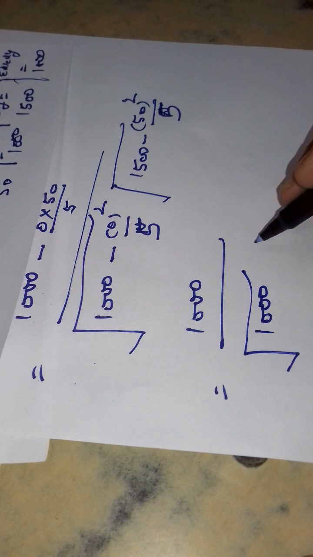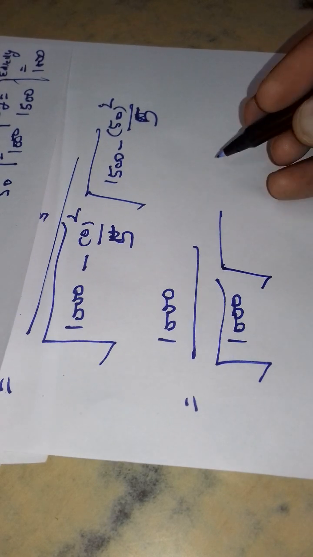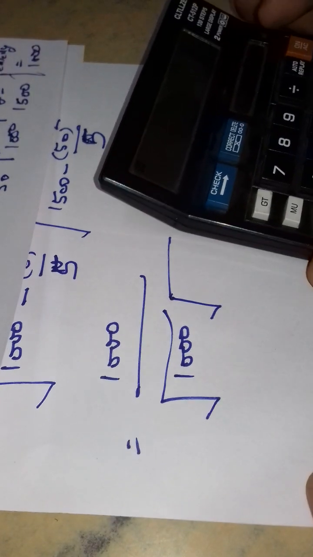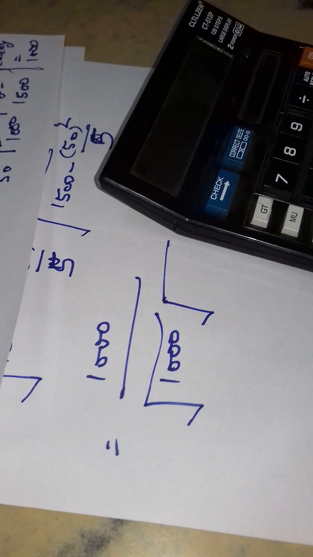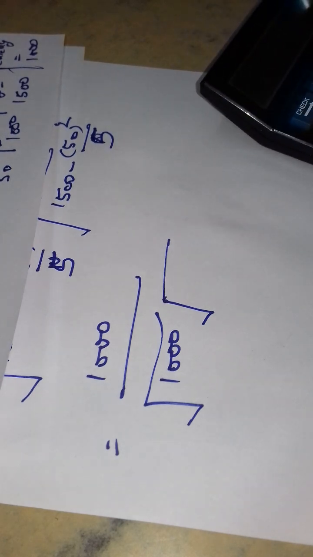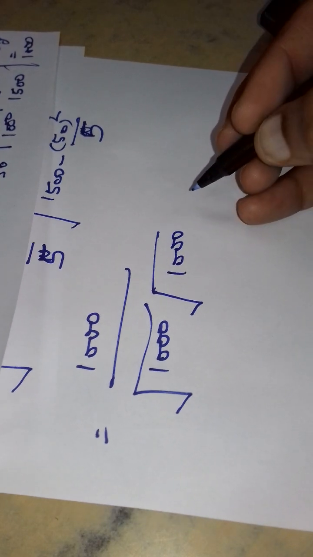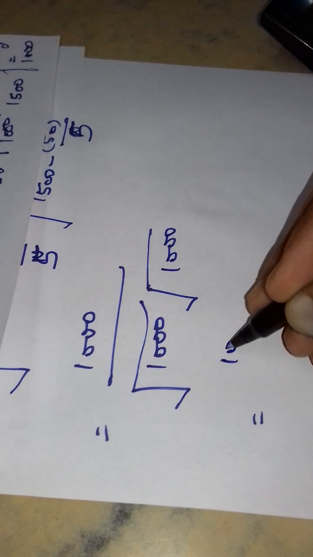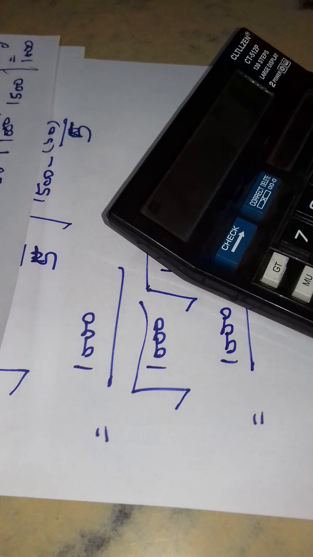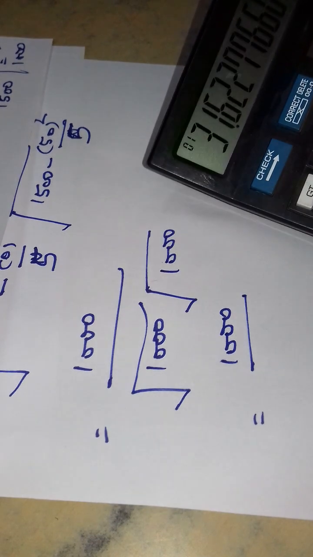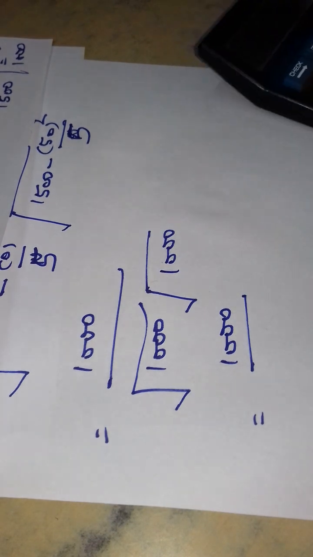Again 1000 and its root, and 1500 minus, let's use the calculator. 50 into 50 is 2500 divided by 5, we got 500. 1500 minus 500, we got 1000. Again we got the value 1000 under root. Let's do the under root of 1000, which is 31.6227.